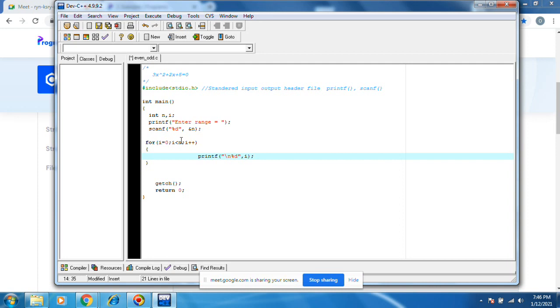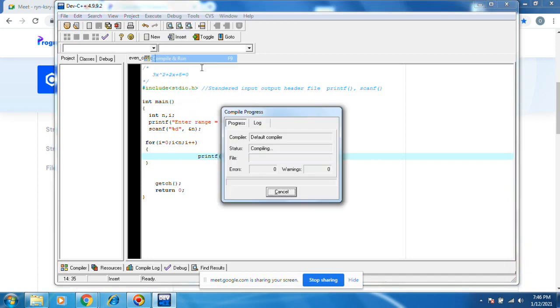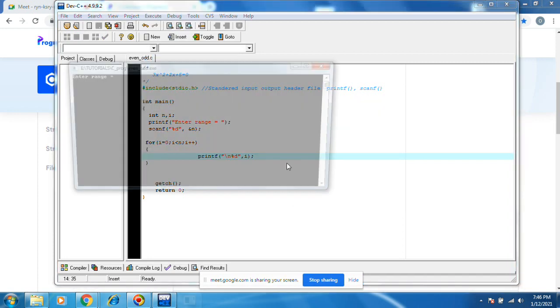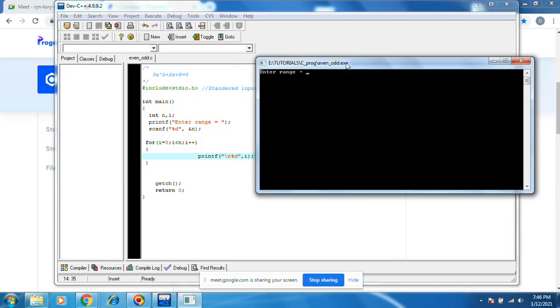Let's see what it will print. Execute, compile and run. Enter range 15. What is happening? It is printing 0 to 14. Correct? All the numbers. Now what do I want?